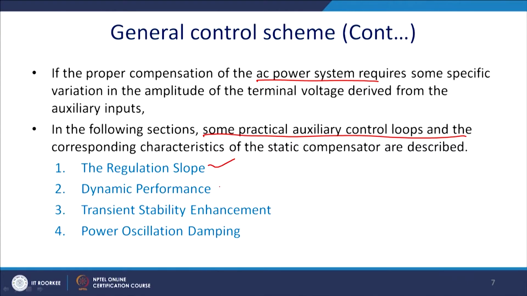The following sections, some practical auxiliary control loops corresponding to these following items will be discussed. That is the slope regulation, dynamic performance, transient stability, and the power damping. So, these are the 4 entities mostly. We will see what control techniques will be required to achieve those entities.